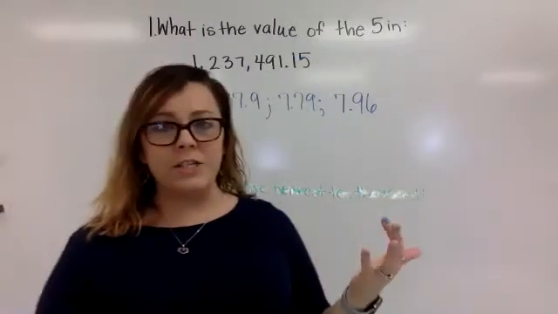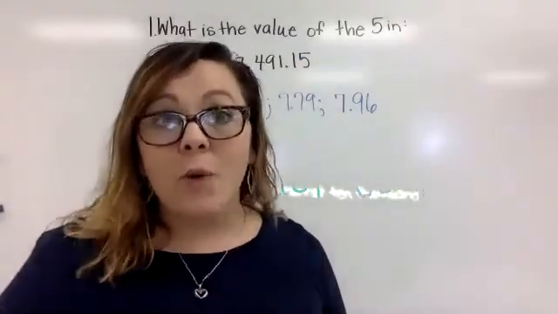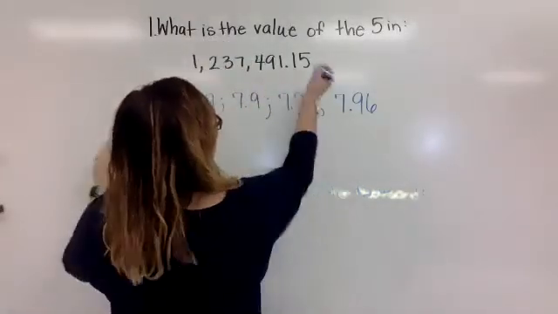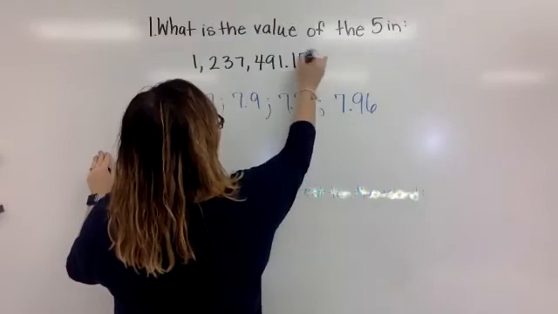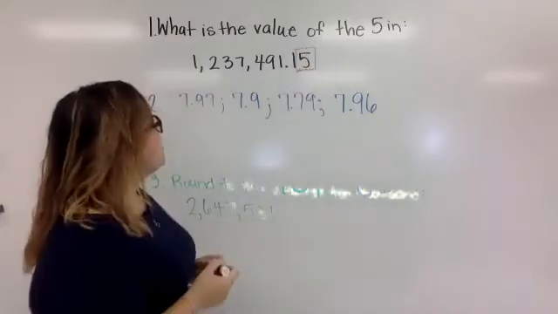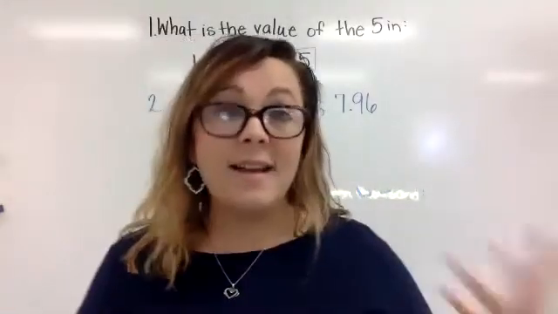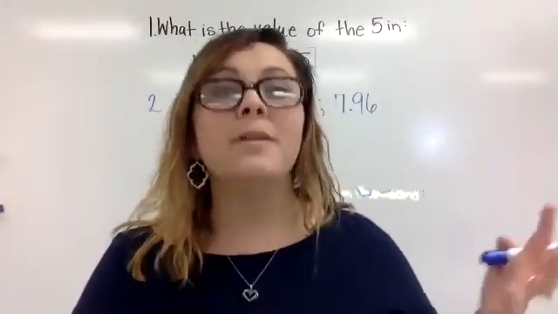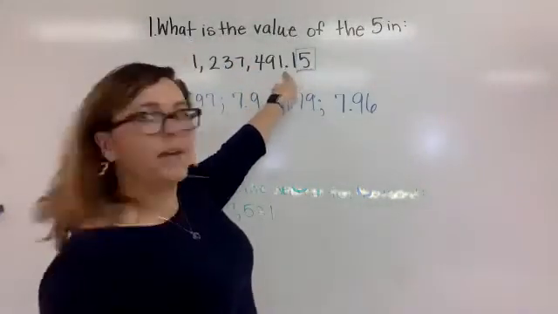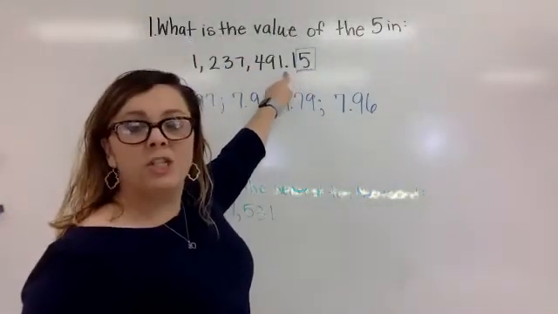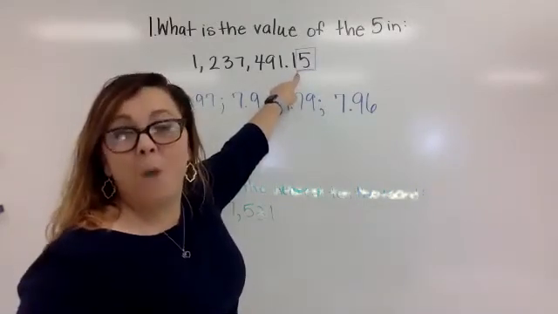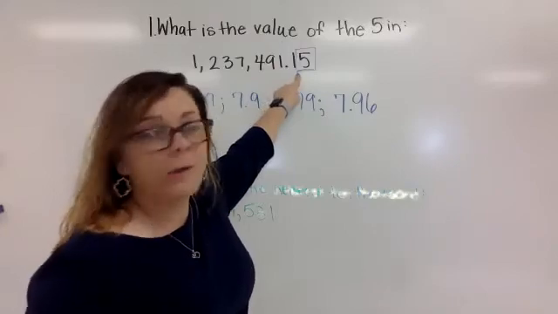So first thing we need to do is locate the 5. So I'm going to come in here, find the digit 5, and underline it, or box it, so you can see it well. Okay? Now, I've located the 5. My next step is to determine what place that 5 is in. Well, right here, I see a decimal. So I know that the 5 comes after the decimal, so it is a part of a number. It's not a whole number.